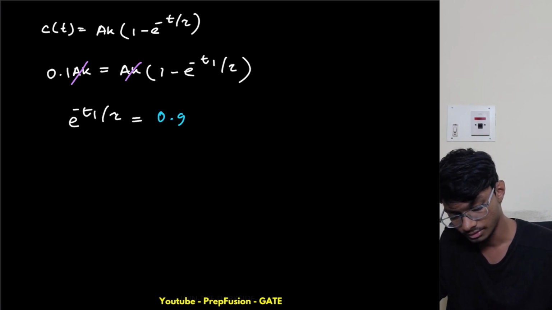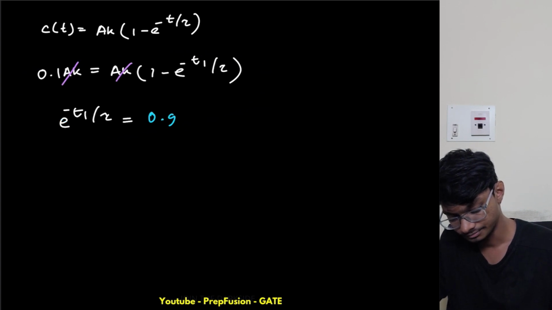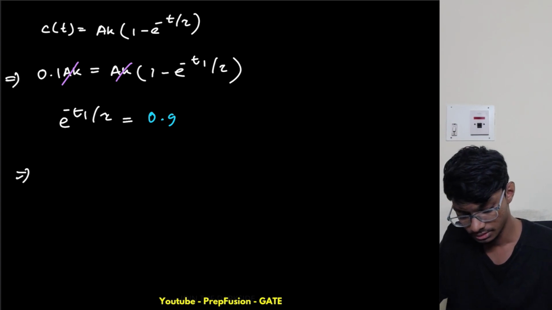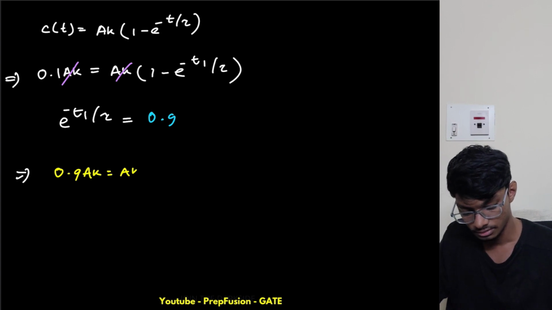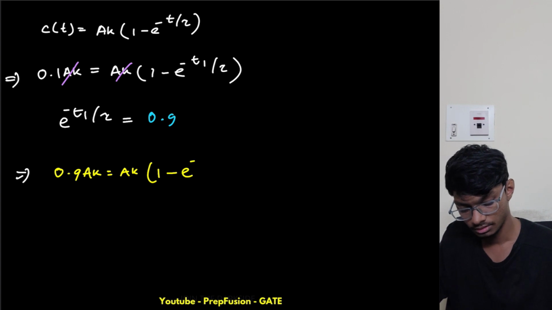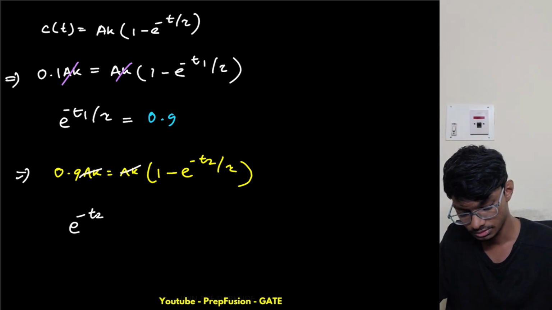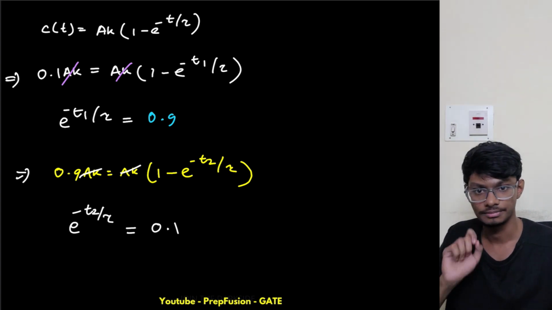Now what is it for the other case, for T2? This one was the first case, and for the second case, when I am reaching 0.9 AK, my t will be T2 by tau. So this cancels out, and this becomes e^(-T2/tau) equals 0.1. Okay, so this is basically the exponential.